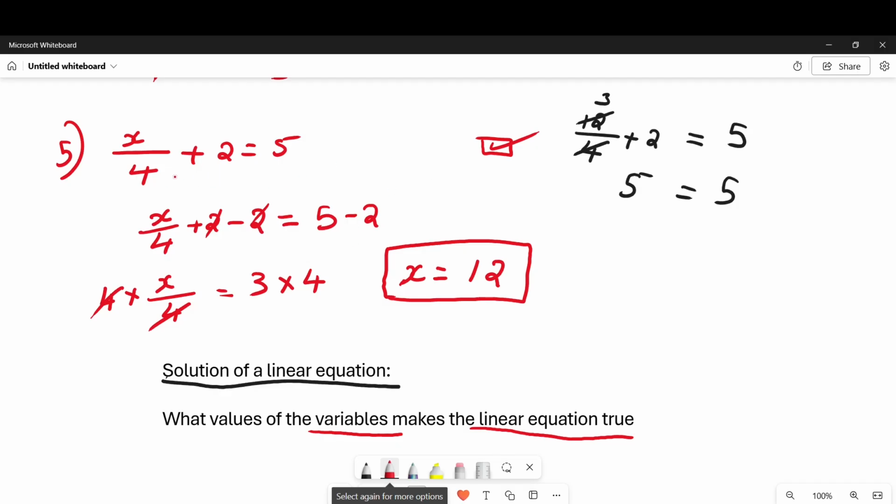So here this is a linear equation. What value makes the linear equation true? Yes, x equal to 12. So the value 12 given to x makes the equation true. That's what we call the solution of a linear equation.